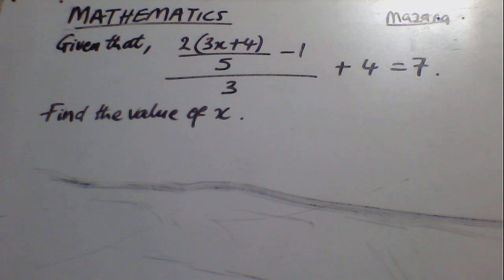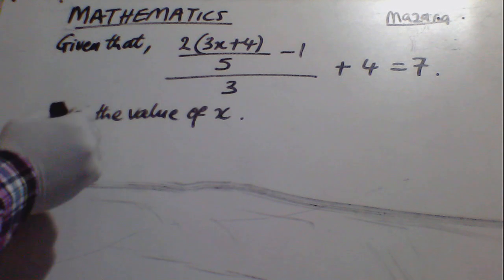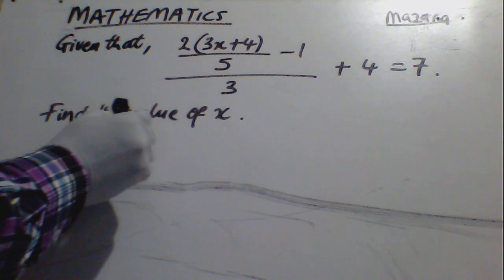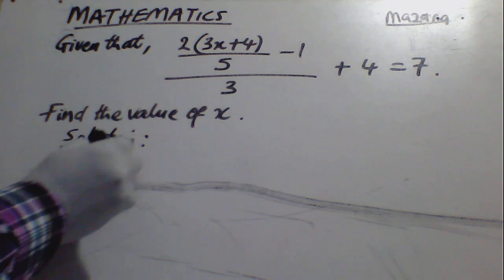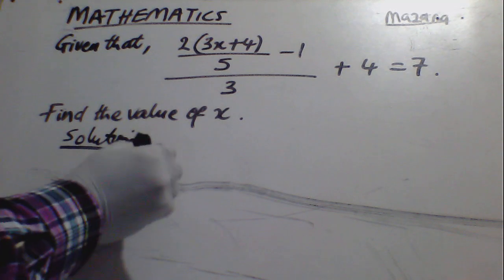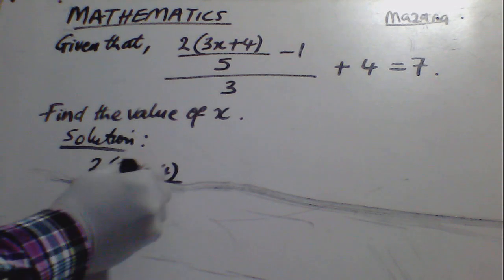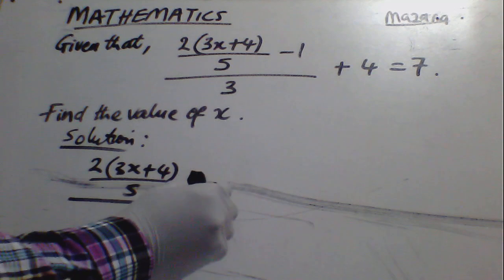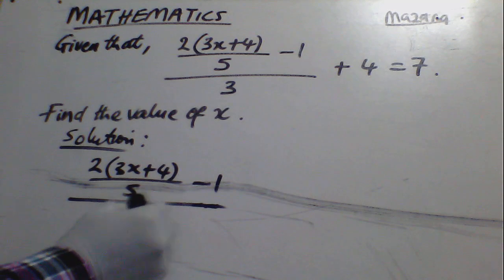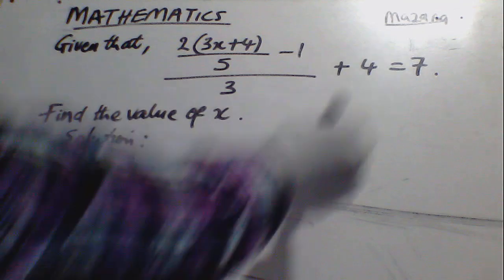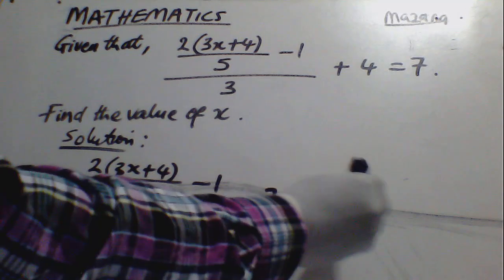The first thing you have to do is subtract 4 from both sides of the equation, so that this fraction will stay alone. So let's do that. Subtract 4 from both sides of the equation. If you do that, you have 2(3x + 4)/5 - 1, divided by 3, on the left. Then on the other side, you have 7 minus 4, and that will give us 3.